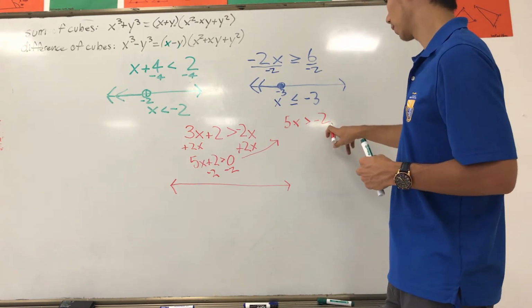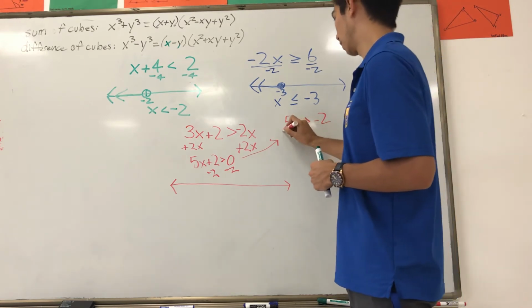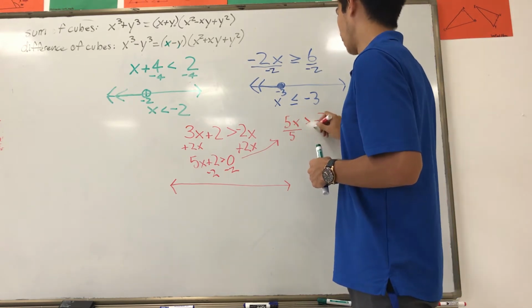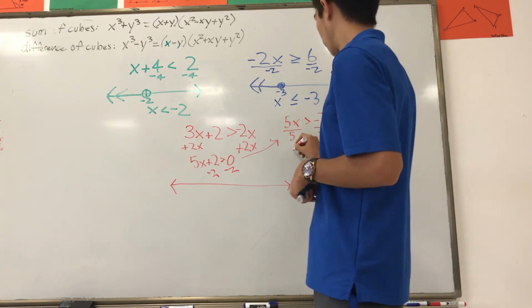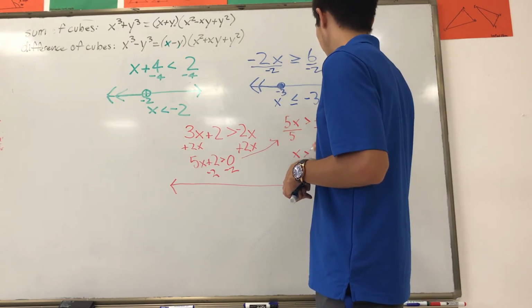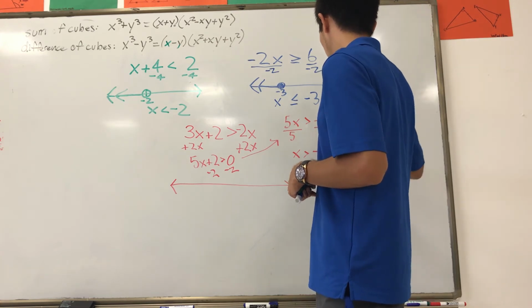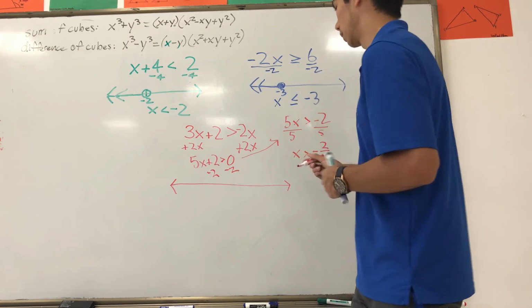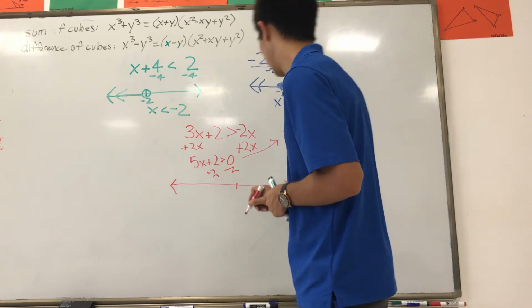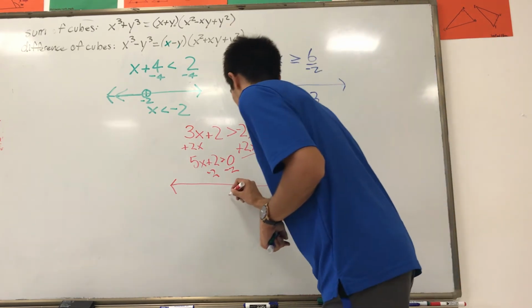is greater than -2. Now I need to divide by 5. Since I'm dividing by a positive number, I don't have to worry about the sign. So I'm going to get x is greater than negative 2/5. If you know where negative 2/5 is, I mean, you don't even have to. Negative 2/5 is negative 0.4 if you were interested.